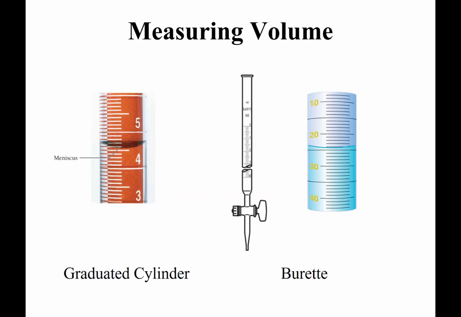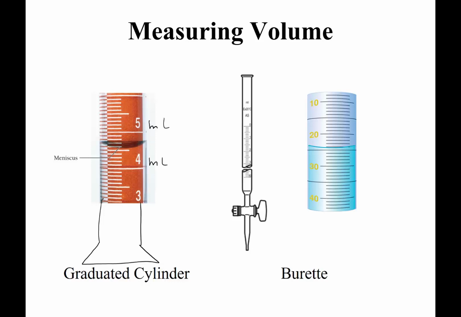Graduated cylinders, right? If I was to extend this, it has a base and you pour a liquid into it. It measures volume, so it measures the volume of a liquid. First of all, you need to learn how to read it. Here the increments are in milliliters, 4 and 5 are milliliters. It is somewhere between 4.5 and 4.6.